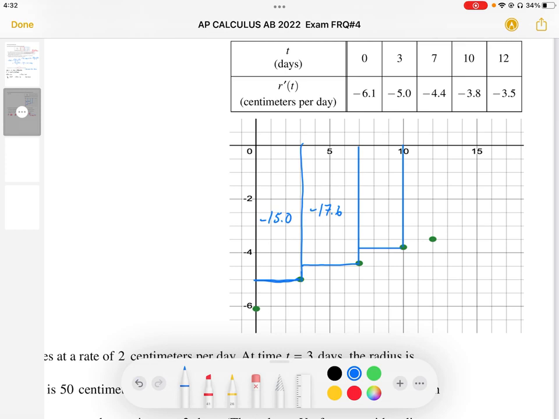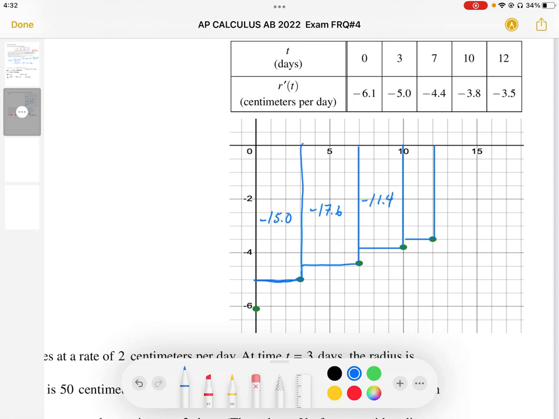That's going to work out to be negative 10.8. Just double checking that, no, that's not correct. Negative 3 times 3 is negative 9. Negative 0.8 times 3 is negative 2.4. So we're going to end up with negative 11.4 as my area.